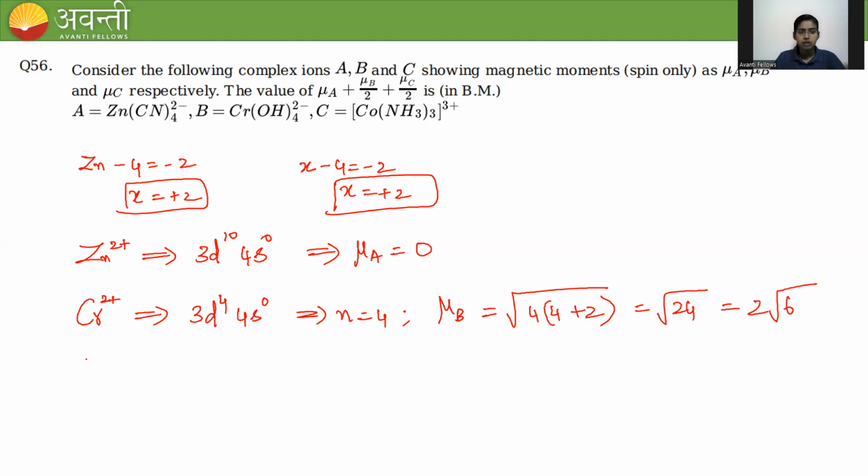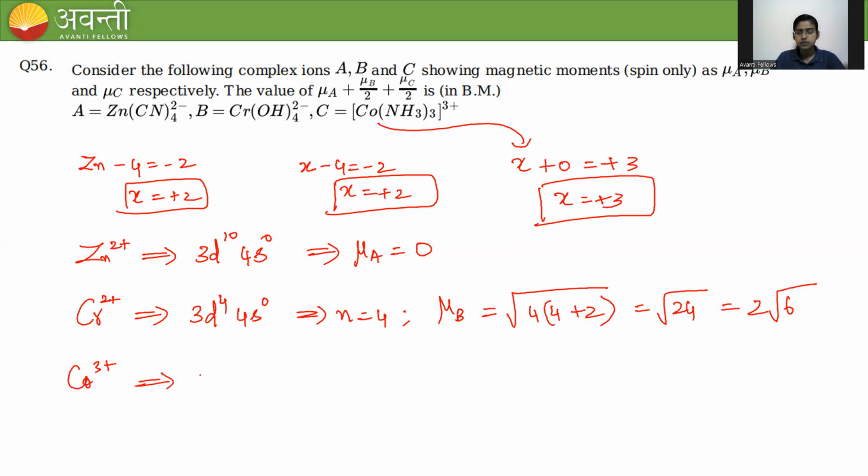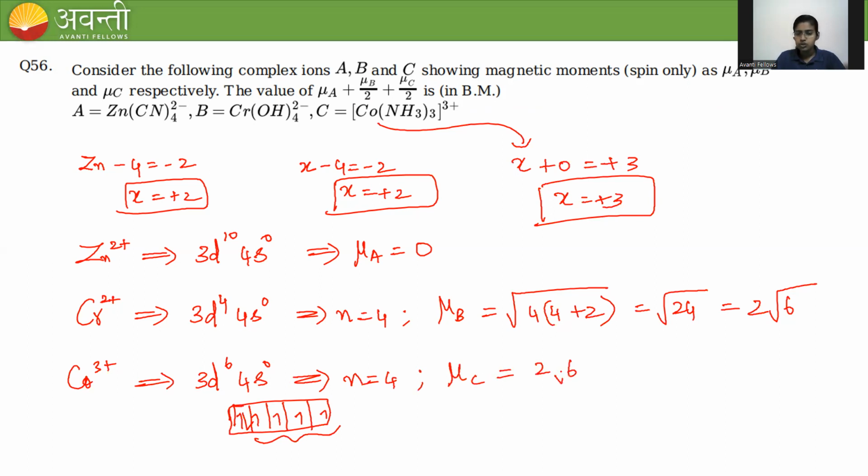And coming to cobalt. So here cobalt is taken as X, ammonia is a neutral ligand. So X plus 0 is equal to +3. So X is equal to +3, and cobalt is in +3 oxidation state. Cobalt 3 plus configuration is 3d6 and 4s0. Here also the n value is equal to 4, right? 5d orbitals are there, and 1, 2, 3, 4, 5, 6. So totally we have 4 unpaired electrons. If we substitute, we will get the same value, 2 root 6.